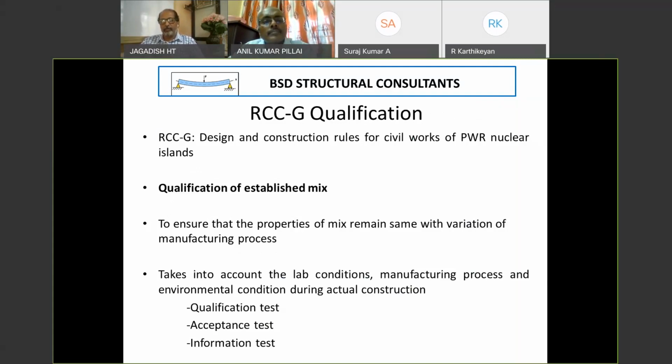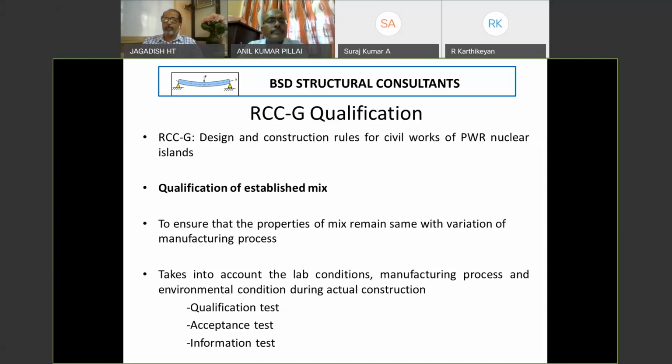we have our own Indian standard codes, IS codes are there, where we have a code for mix design also. We do a mix design, we produce concrete, we use it. This is as far as normal structures are concerned. When it comes to nuclear power plants, NPPs, the requirement of the qualification of concrete is not as simple as what the IS code says. So there's a special code.